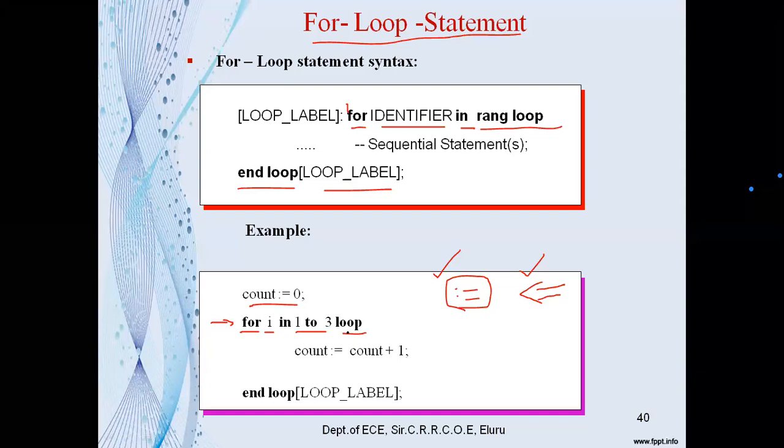1, 2, 3. If I equals 1, if I is 2, and for I is 3, the loop will be executed.